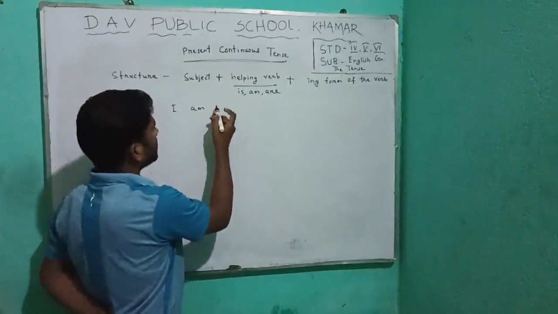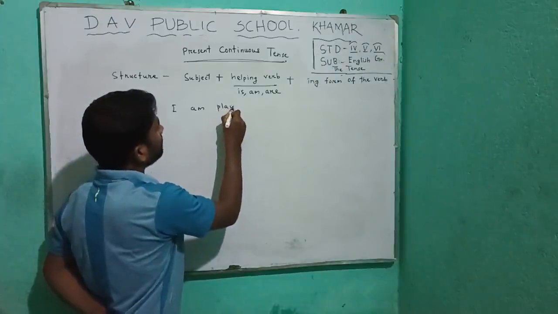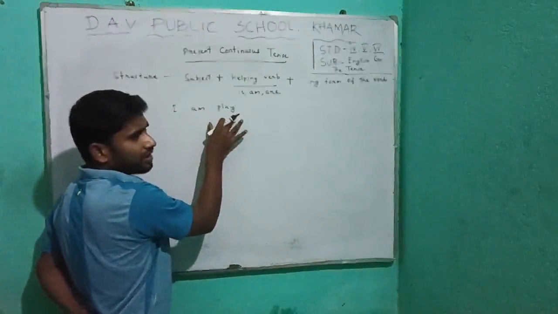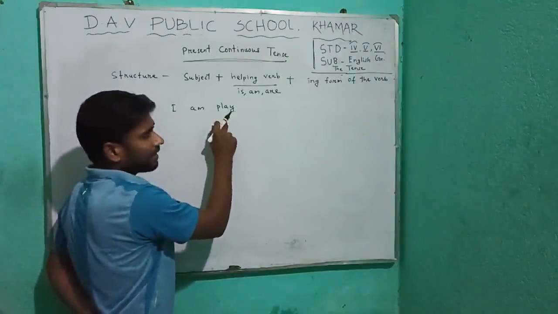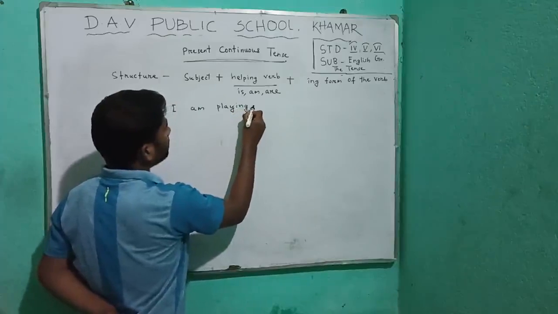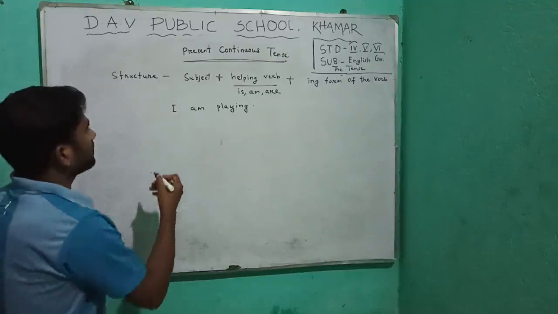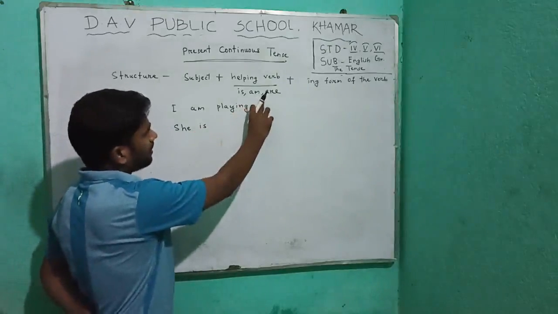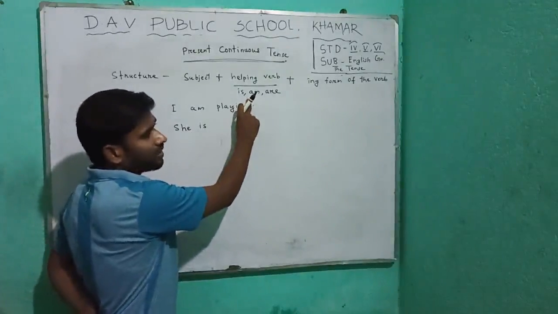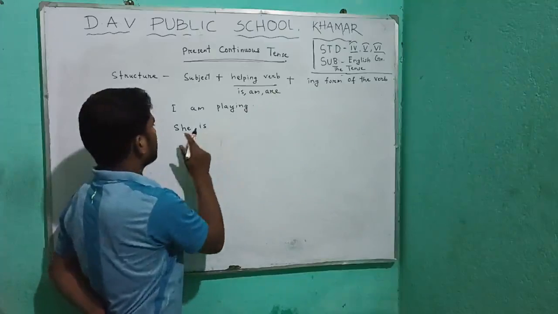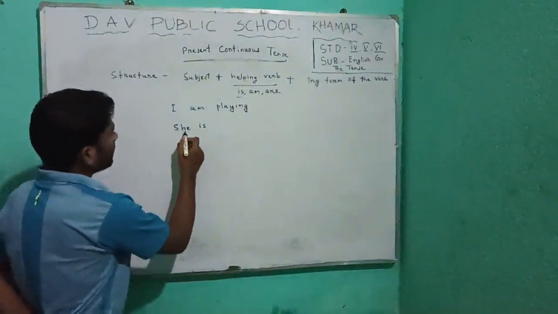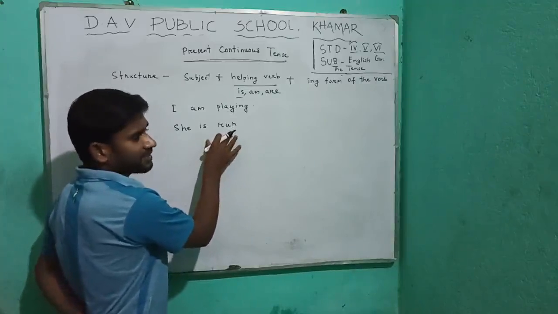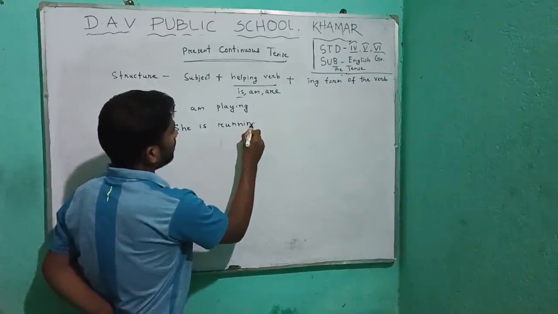what verb will we take? Any verb. Okay, play. It is the ing form of the verb. So here we will use the ing form of the base verb, that is play, so here it will be playing. I am playing. Then she, the subject she, will take which one among these helping verbs? It will take is. She is running. So run and its ing form will be running.